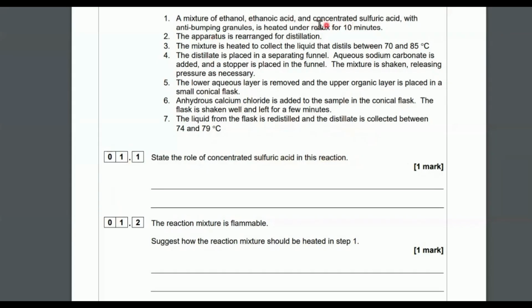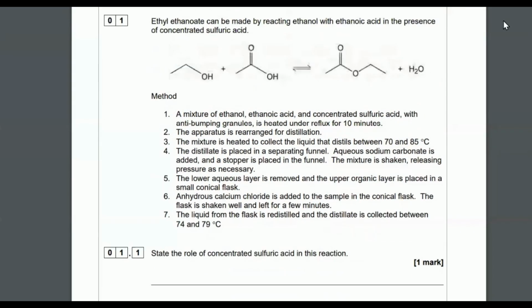So we can see here we used concentrated sulfuric acid in step 1. Also in the mixture was the ethanol and ethanoic acid. So if we come up here and look at this, ethanol's a reactant, ethanoic acid's a reactant. They've combined. There's nothing here that the sulfuric acid has directly influenced. The sulfuric acid, of course, is acting as a catalyst, lowering the activation energy. So catalyst, that is the role of the sulfuric acid. You could say lowering the activation energy as well.